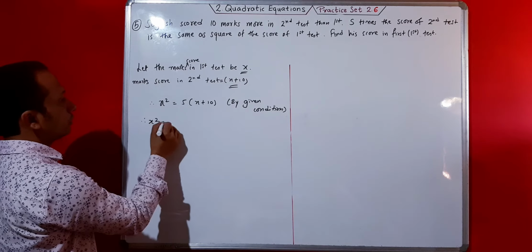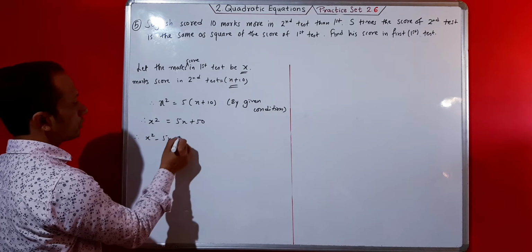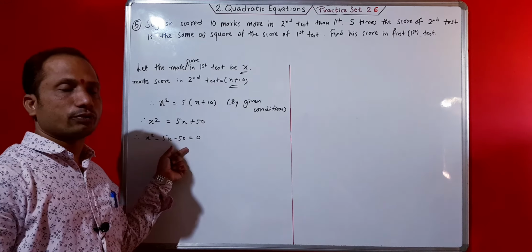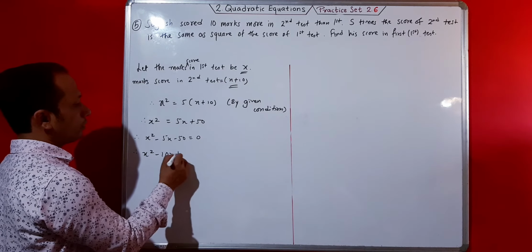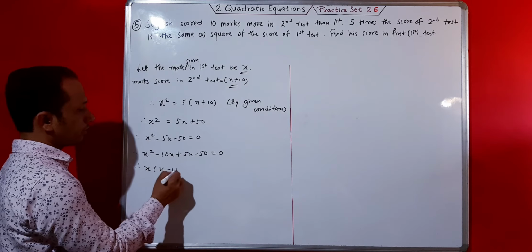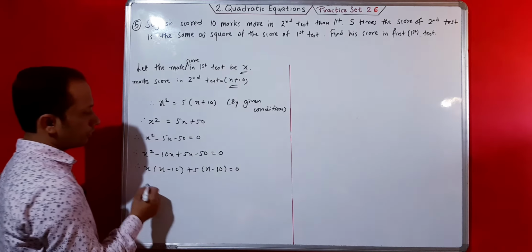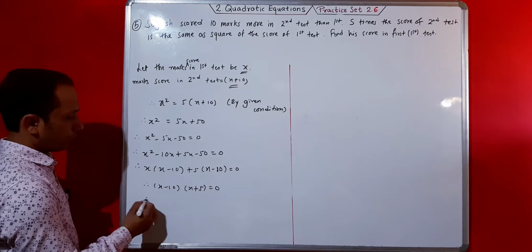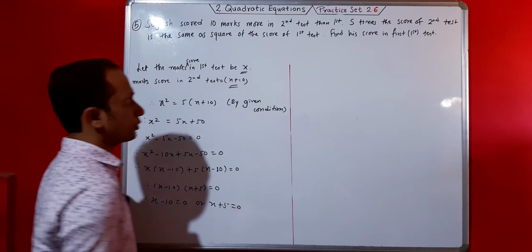x squared equals 5x plus 50, therefore x squared minus 5x minus 50 is equal to 0. Now you have to factorize this in such a way that the product should be minus 50 and the addition should be minus 5. x squared minus 10x plus 5x minus 50 is equal to 0. So you'll get x minus 10 common, plus 5 times x minus 10 is equal to 0. So x minus 10 and x plus 5 is equal to 0. Therefore x minus 10 is equal to 0, or x plus 5 is equal to 0.